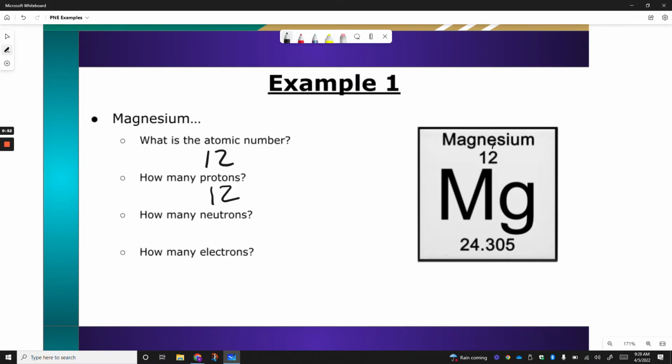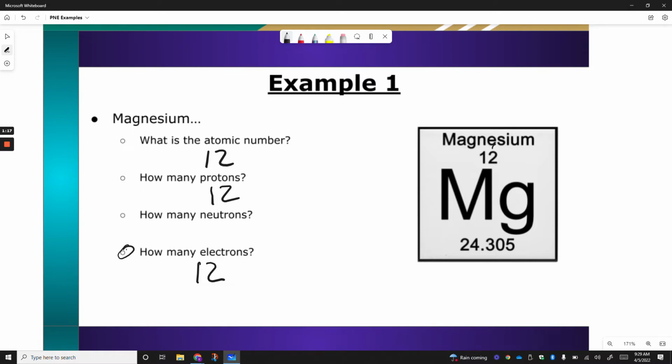So that one's easy. And then I'm going to jump down here to electrons. We said that in a neutral atom, electrons are also the same as our number of protons or atomic number. So in this case, we also have 12. We're not dealing with anything other than neutral atoms yet. So they're all going to have the same atomic number, protons, and electrons.